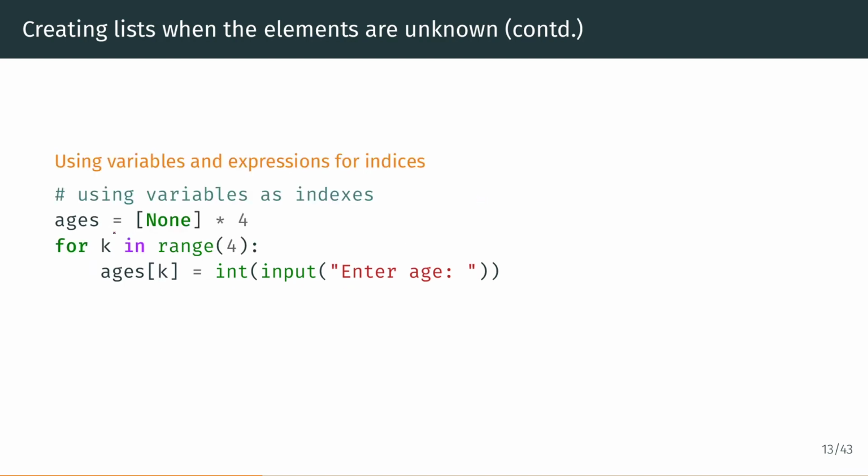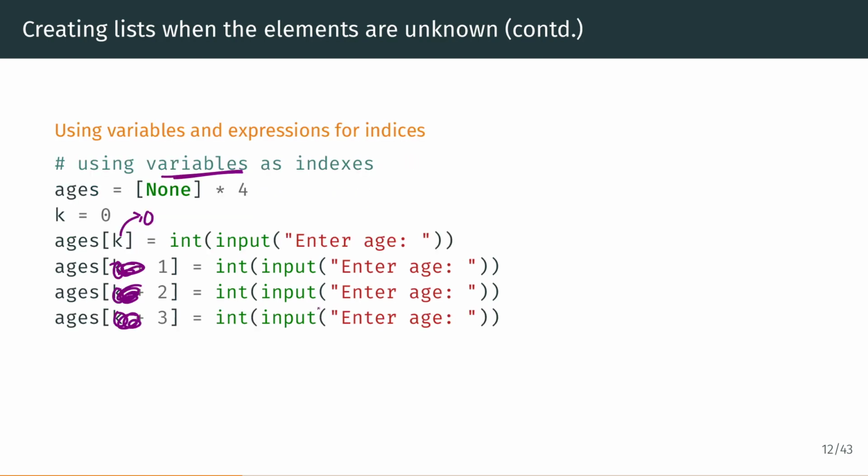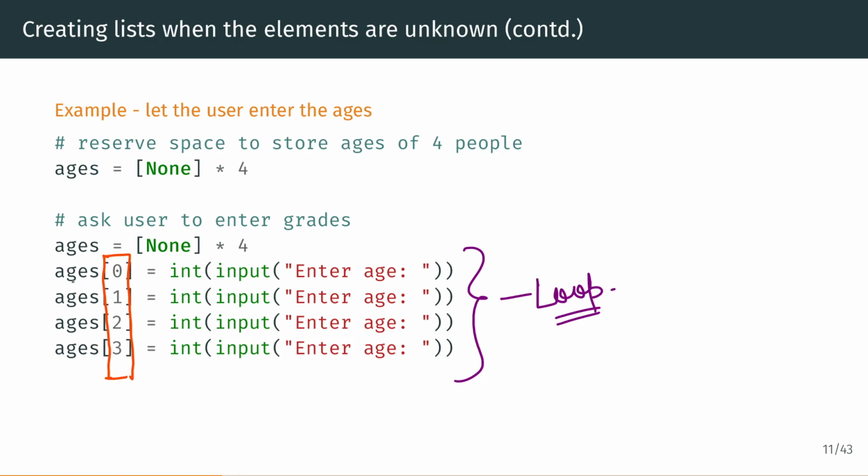So we can say ages equals none times 4, and then for k in range 4, ages k equals int input enter age. Essentially what we did was we took the common parts out, and the only thing that changes here is this index. The index is initially 0, and then it's 1, and then in the next line it's 2, and then in the next line it's 3. So the only thing that changes in this statement is the index.